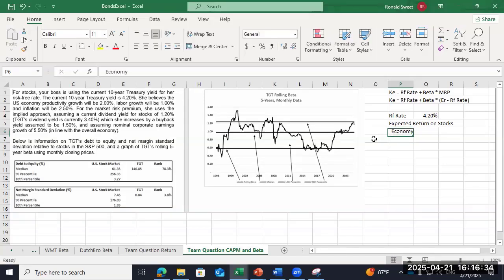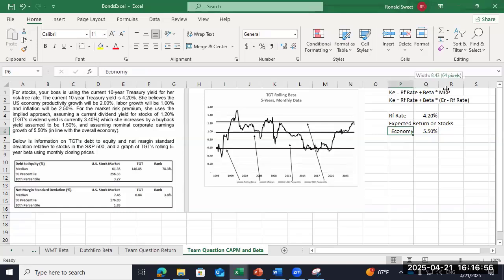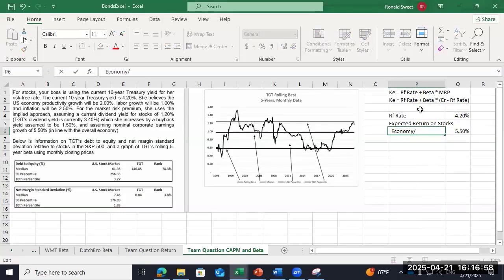So expected return on stocks, you've got the economy. What did she think about the economy? 2% productivity, 1% labor, 2.5% inflation. What does that give you? 0.02 plus 0.01 plus 0.025, so 5.5%. That's what she thinks the economy grows. How fast does she think corporate earnings are going to grow? The same number. All right. So that's the economy and corporate earnings growth. It's the same number for her.